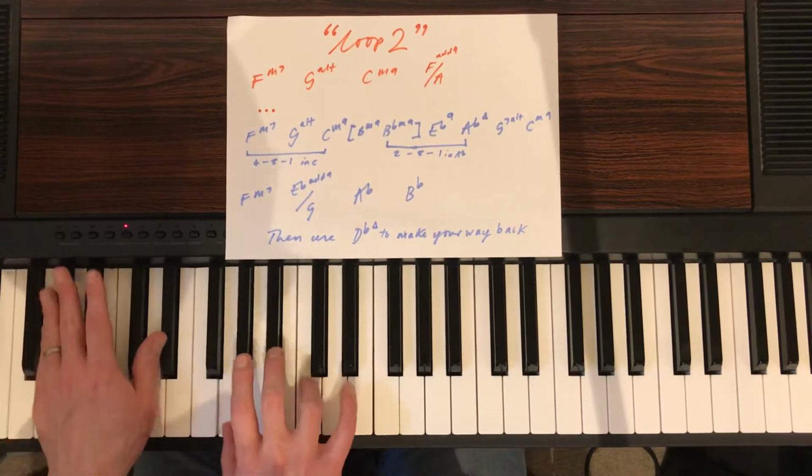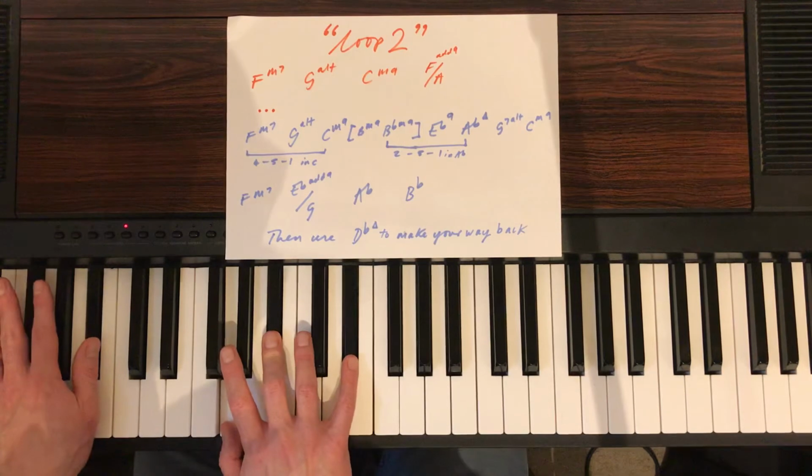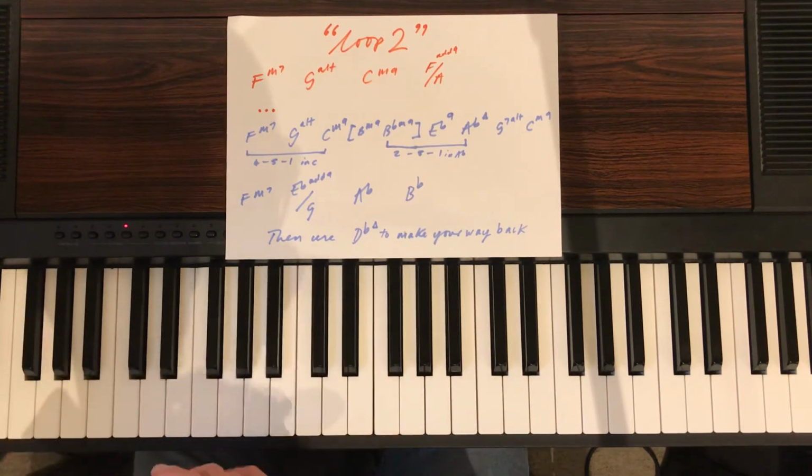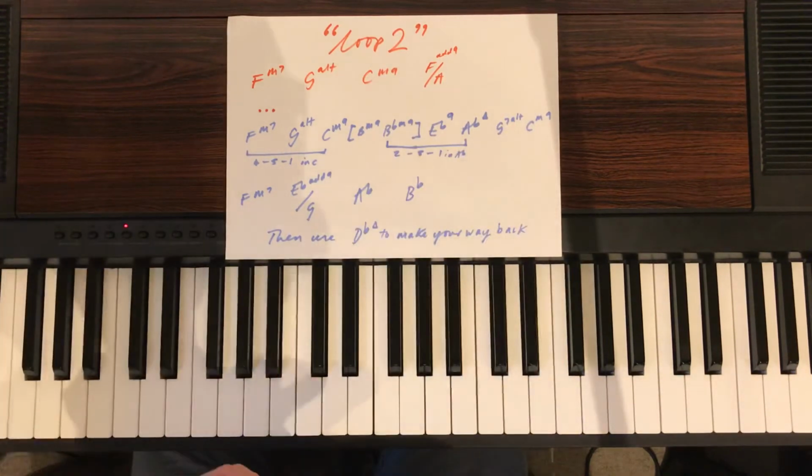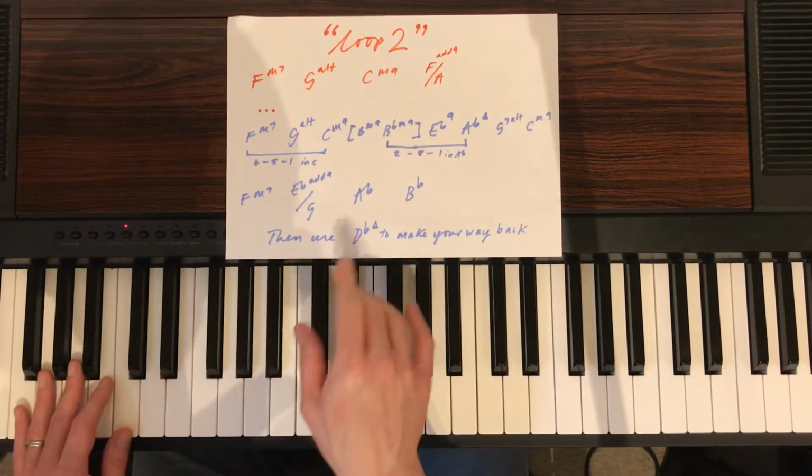Which is 2, 1, 4, 5, 1, and I think works really well as a contrast from the minor sequence into the major, and then you could go back in. So that's what's going on there.